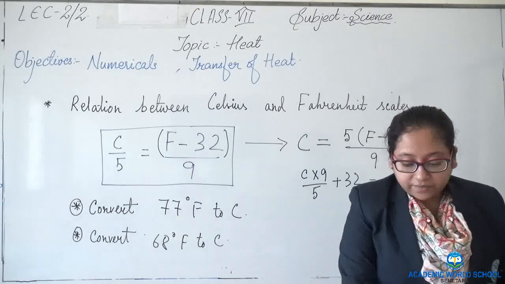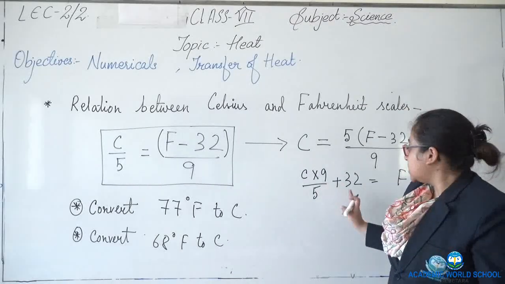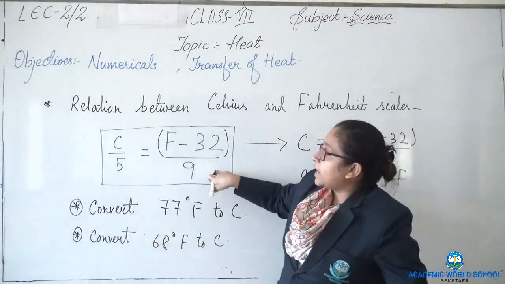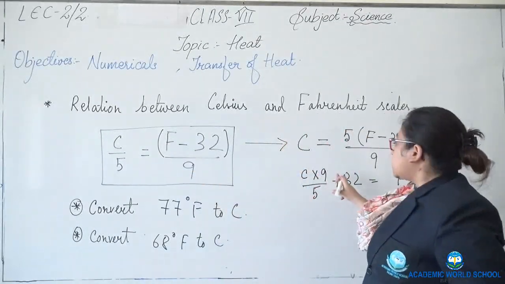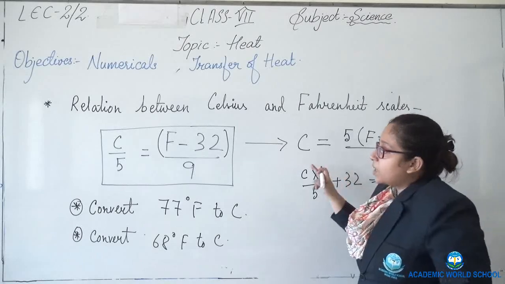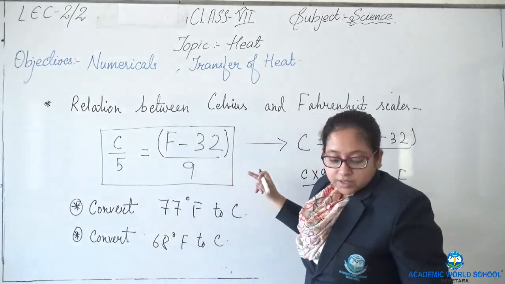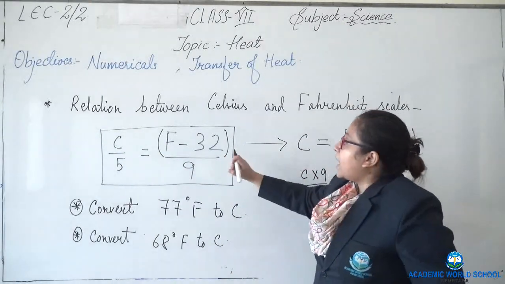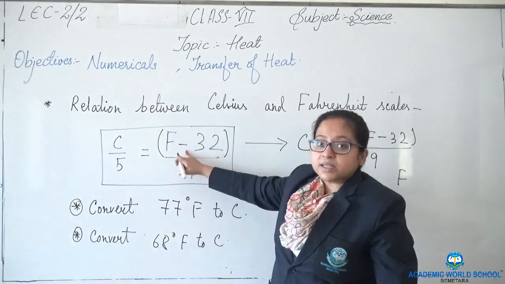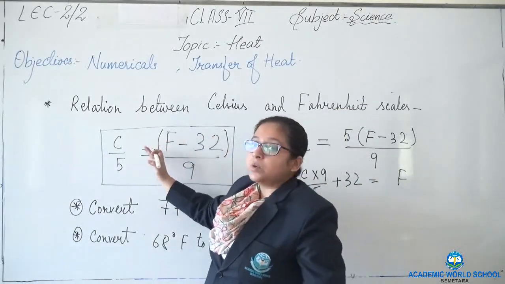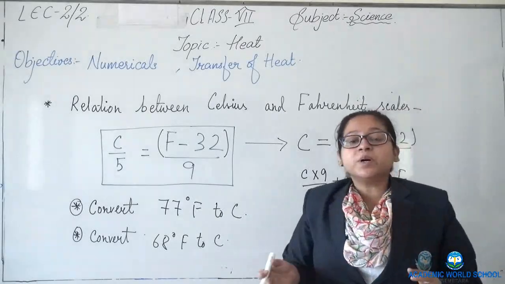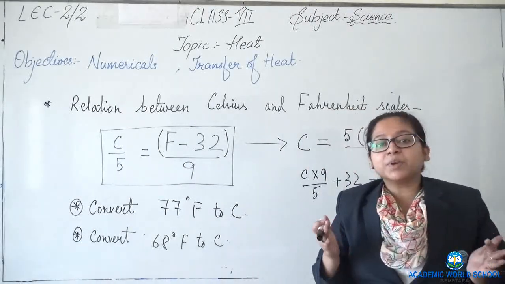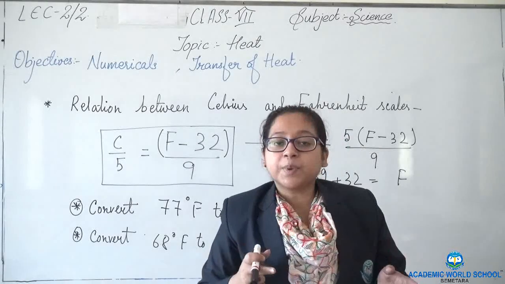So I hope you have understood this. How have I derived it? My 9, when I am changing its side, I do the cross multiplication. So 9 into C, I am having 5 here, so 9 into C by 5. And here I was having minus 32. When I change the side, it becomes plus 32. You have to remember, when I change the side, plus becomes minus, minus becomes plus.